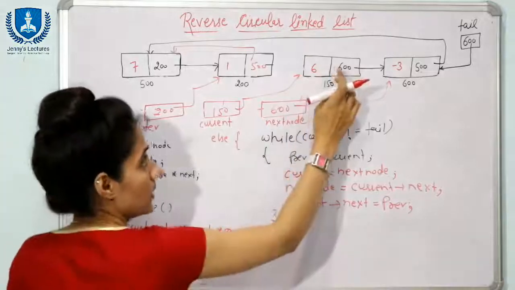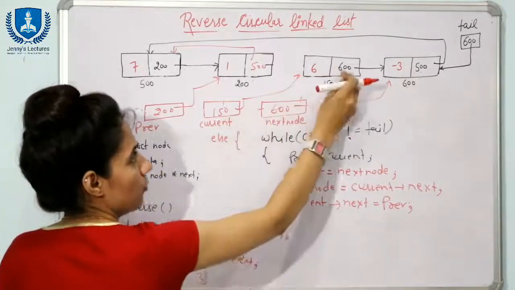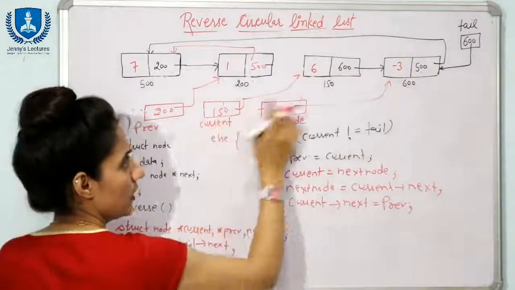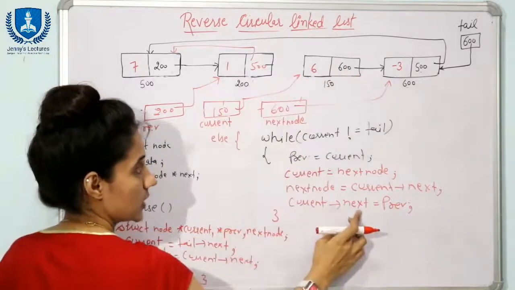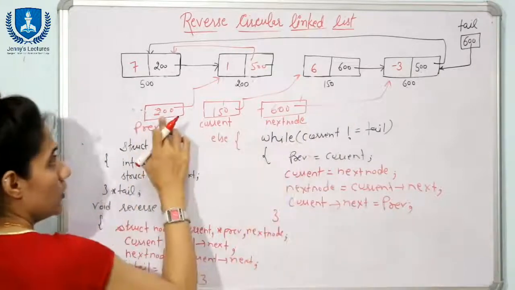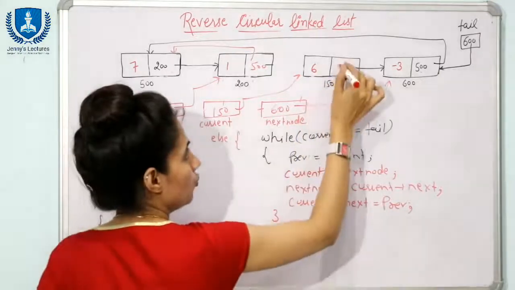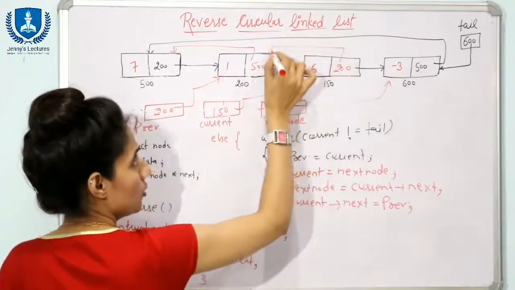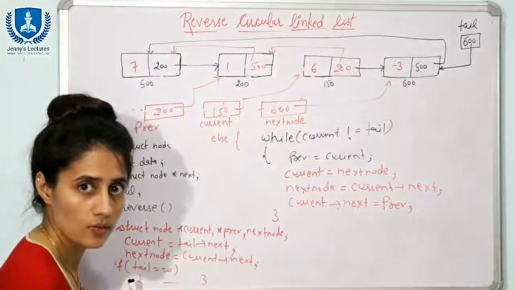Now you can update this value. So now here see how you will access this part. Link to this node is current of next, only current is pointing to this node. So current of next equal to previous. In previous you have 200. So here you will store 200. So see, the address of previous node is 200. So now this is pointing to this node, right?